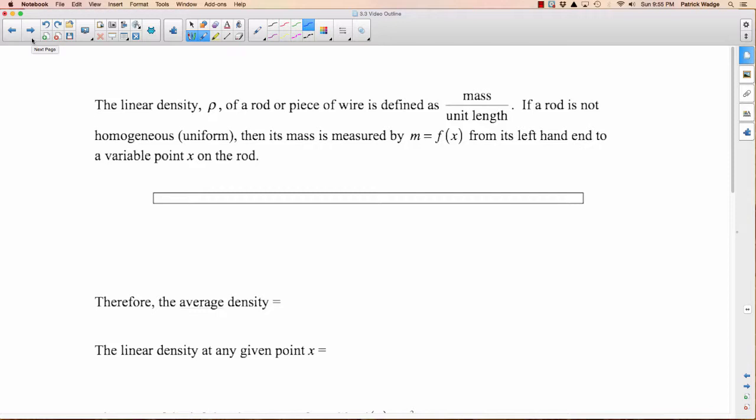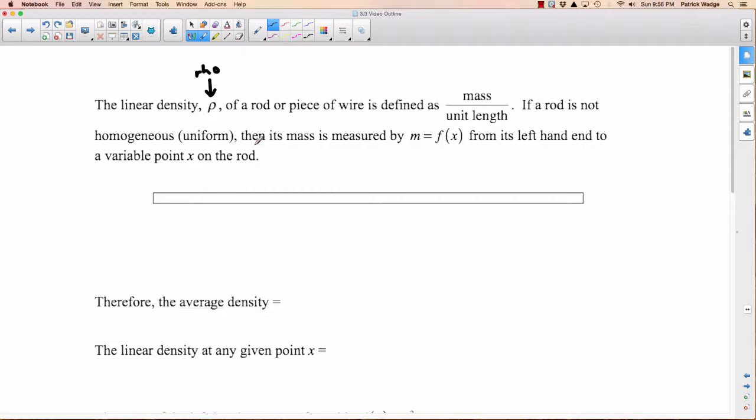Okay, last one. The linear density, rho, this is the Greek letter rho, of a rod or piece of wire is defined as mass divided by unit length. If a rod is not homogeneous, which means constant or uniform, then its mass is measured by m equals a function of x from its left-hand end to a variable point x on the rod. Oh gosh, again, a pretty complicated question.